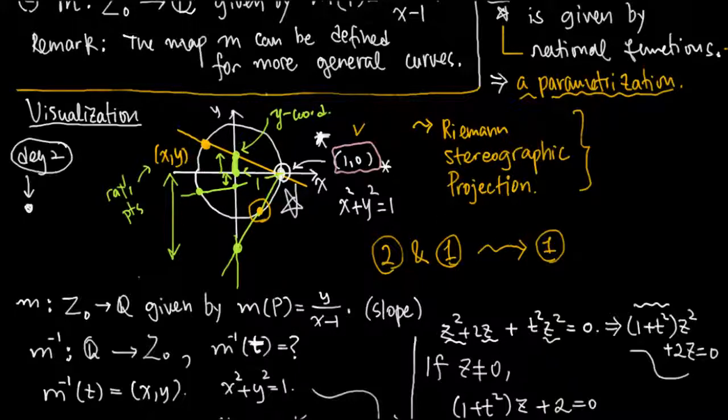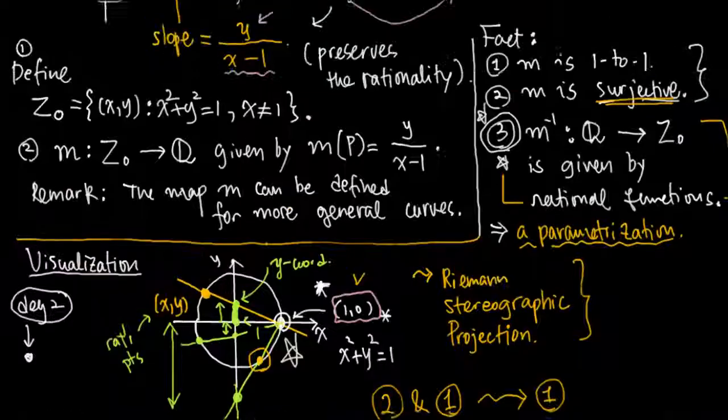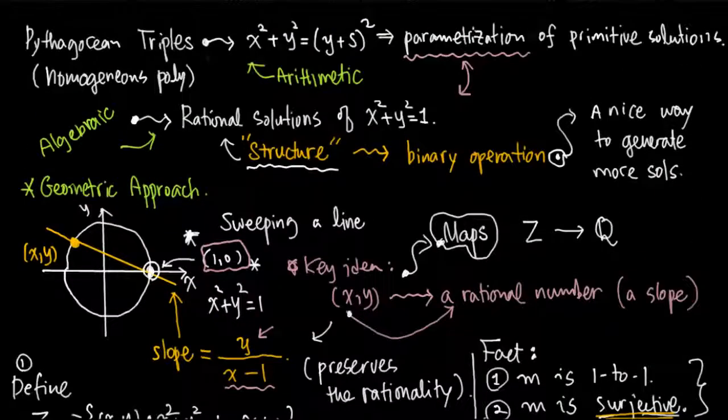So you can always construct this map using the same idea of a slope, a straight line, and then you'll be able to find the inverse function. If you look at this map in here, all the rational numbers going to something, that's exactly the idea of the parameterization that we started with, in terms of rational variables.